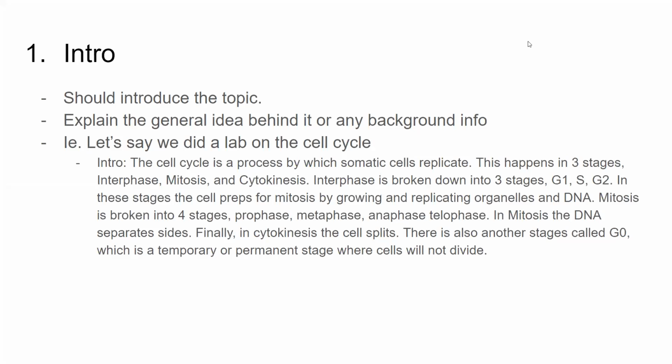In this intro, we could say the cell cycle is a process by which somatic cells replicate. This happens in 3 stages: interphase, mitosis, and cytokinesis, and so on, just explaining what the cell cycle is. This is important because it gives a background to the reader. You kind of have to assume that the person reading your lab is not going to be that knowledgeable. So this is the purpose of the introduction and what the introduction is.